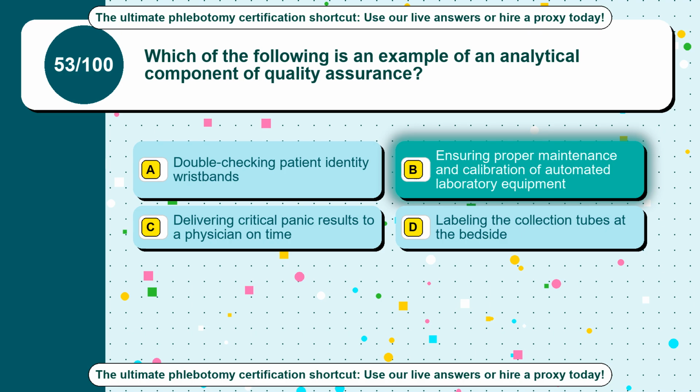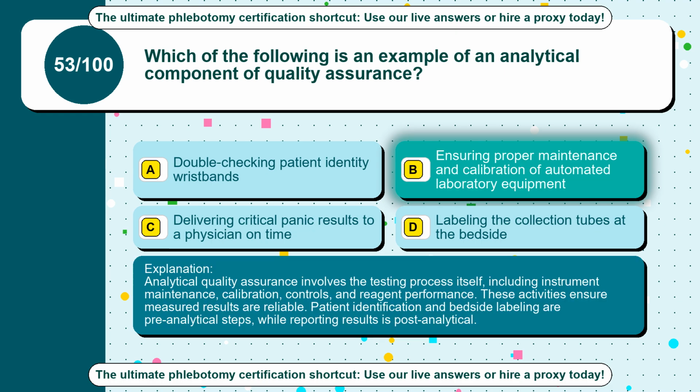Ensuring proper maintenance and calibration of automated laboratory equipment. Analytical quality assurance involves the testing process itself, including instrument maintenance, calibration, controls, and reagent performance. These activities ensure measured results are reliable. Patient identification and bedside labeling are pre-analytical steps, while reporting results is post-analytical.